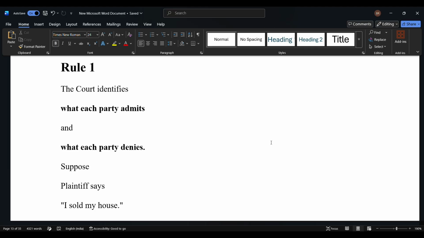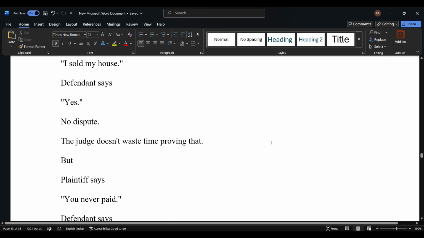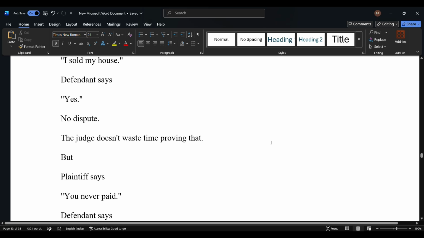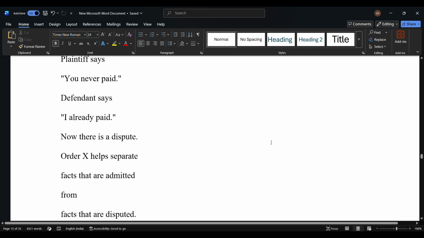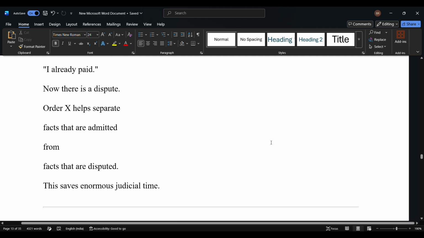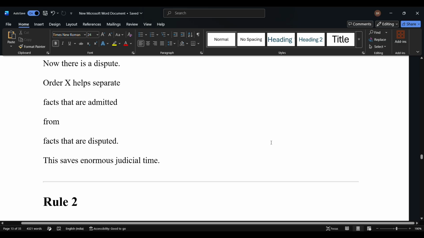Suppose plaintiff says, I sold my house. Defendant says, yes. No dispute. The judge doesn't waste time proving that. But plaintiff says, you never paid. Defendant says, I already paid. Now there is a dispute. Order X helps separate facts that are admitted from facts that are disputed. This saves enormous judicial time.